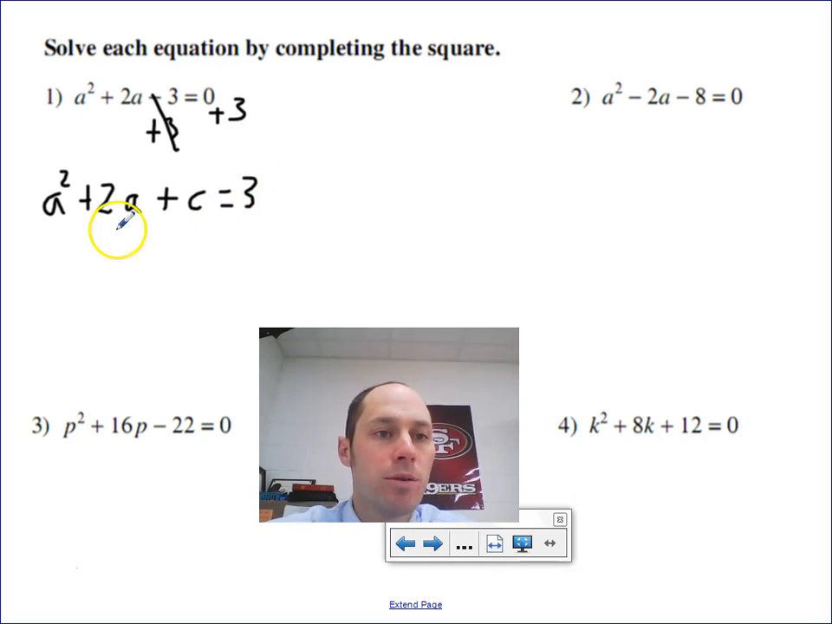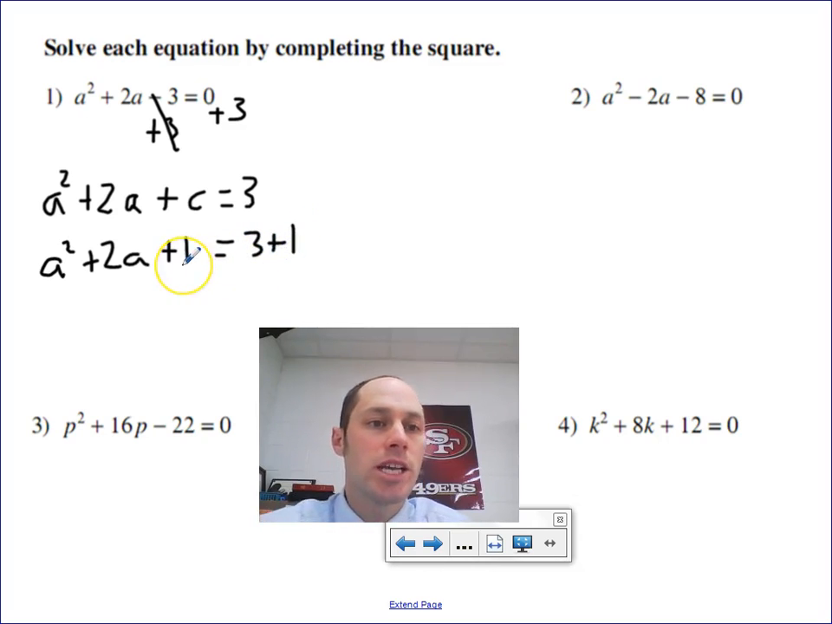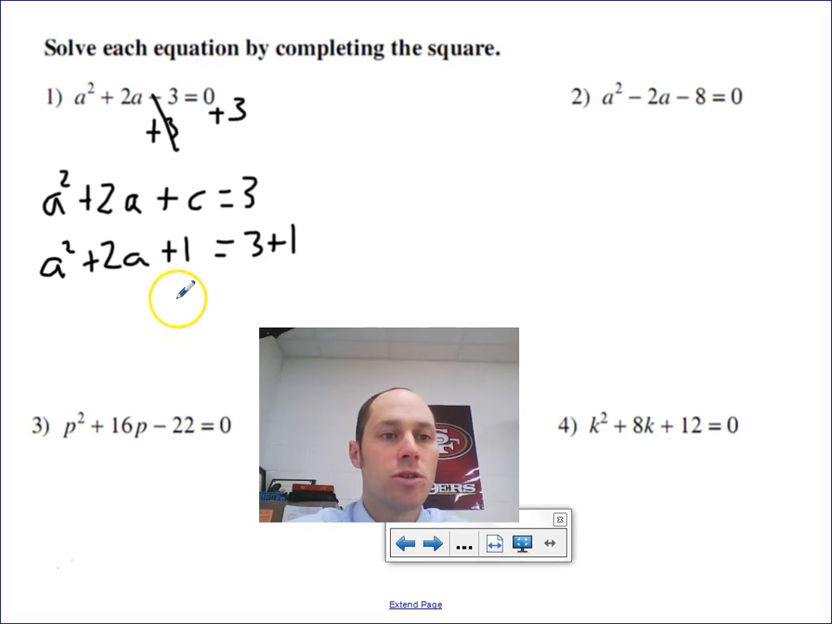So now I come up with my own new c term, and if I divide 2 by 2, it gives me 1. Squared, it's going to be 1. So my new c value is going to be 1. So instead of c, I'm going to add 1. And if I add 1 to one side of the equation, hopefully you remember that I should add 1 to the other side, because I can't just add a number without changing the whole equation. So if I add 1 to both sides, that'll remain true.